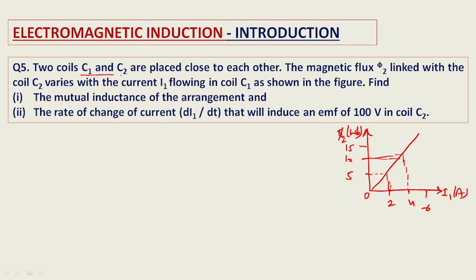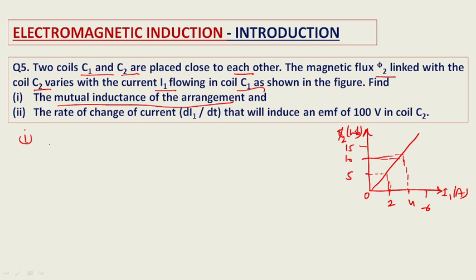So two coils C1 and C2 are placed close to each other. The magnetic flux phi2 linked with the coil C2 is varying with the current I1 flowing in coil C1 as shown in the figure. So we need to find the mutual inductance of the arrangement. Okay, so mutual inductance. First, let us find that mutual inductance.